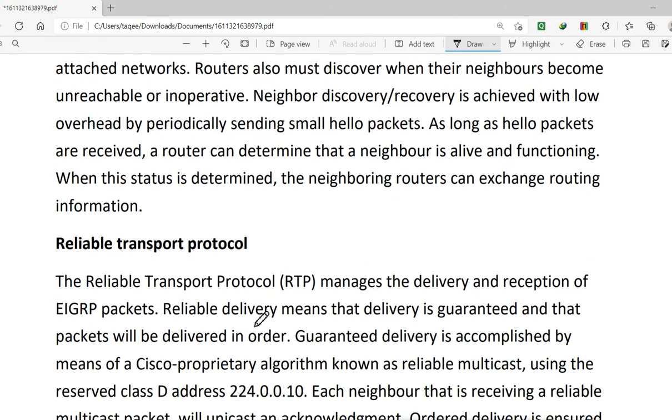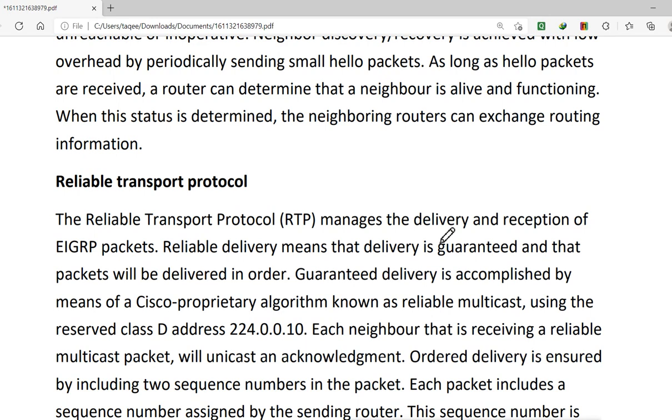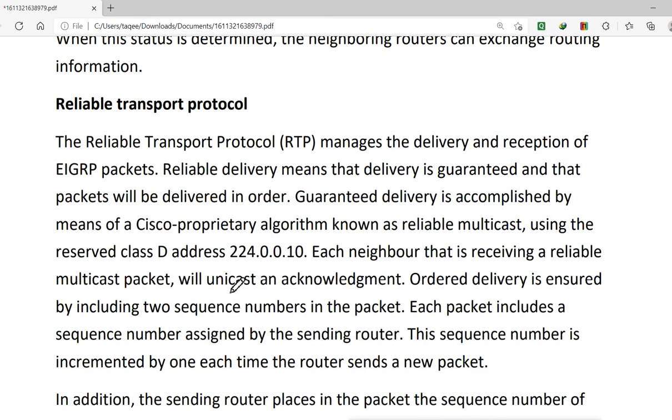Then the Reliable Transport Protocol. This manages the delivery and reception of EIGRP packets. Reliable delivery means that delivery is guaranteed and that packets will be delivered in order. Guaranteed delivery is accomplished by means of a Cisco proprietary algorithm known as reliable multicast, using the reserved class D address 224.0.0.10, and each neighbor that receives a reliable multicast packet will unicast an acknowledgement. So it is making sure that the packet is delivered.